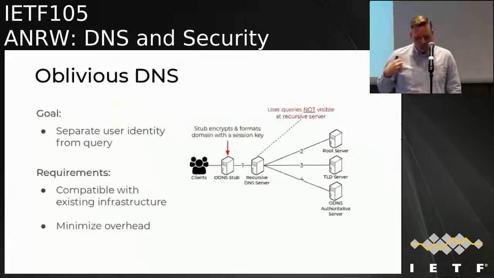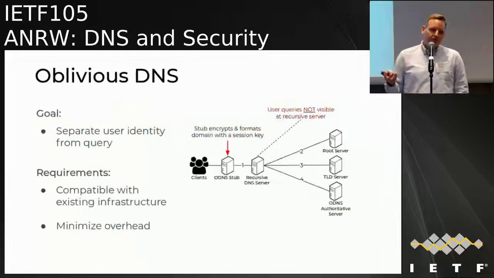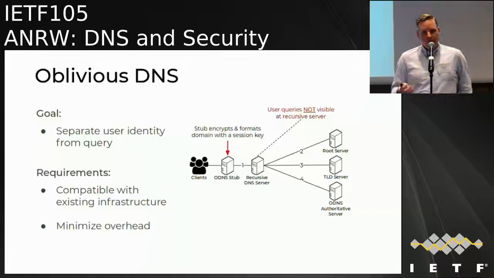And so what we've done is we've designed a system that we call oblivious DNS, which essentially separates the user identity from the queries at the recursive resolver. We built this with the requirements that we had to be compatible with existing infrastructure. It's very hard to change DNS software on authoritatives or at recursive servers. It's a really old ecosystem. It's just not simple to sort of throw things out and build a new protocol altogether. We also had to minimize overhead because DNS underpins basically all web traffic.